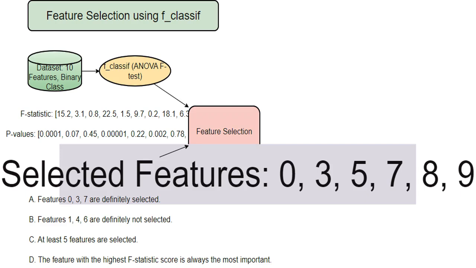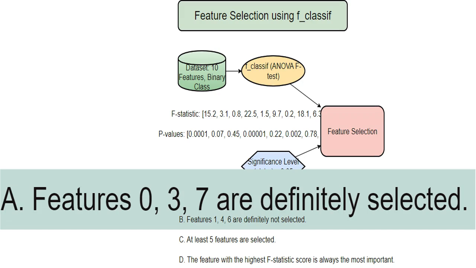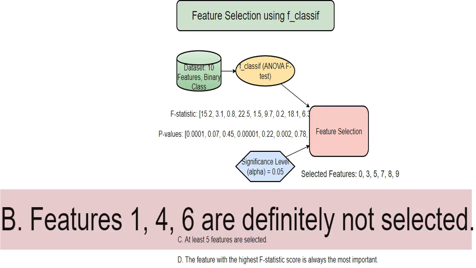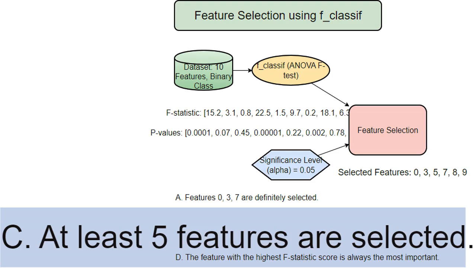After comparing p-values against the significance level, I chose features 0, 3, 5, 7, 8, and 9. These are the ones I consider important for predicting the class label. Statement A is correct, as features 0, 3, and 7 are among the selected features. Statement B is correct, as features 1, 4, and 6 weren't selected because their p-values exceeded the significance level. Statement C is correct because I selected 6 features, more than 5.